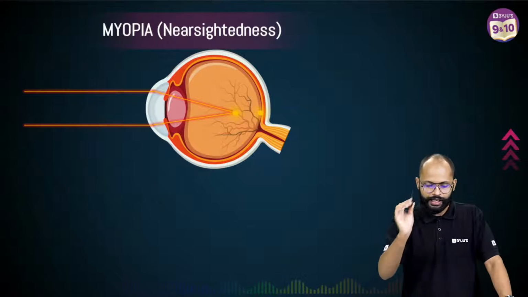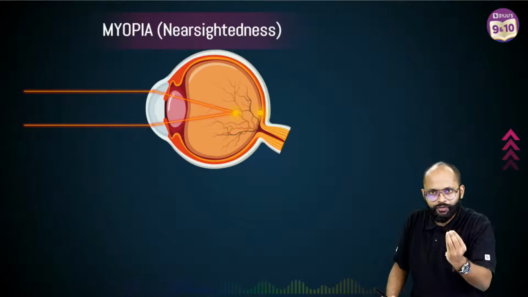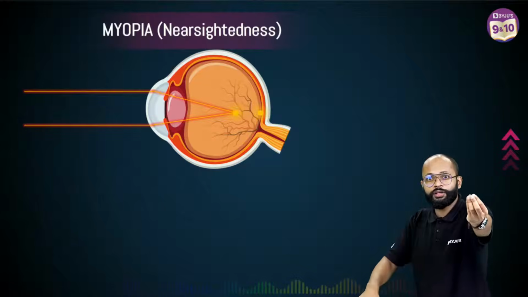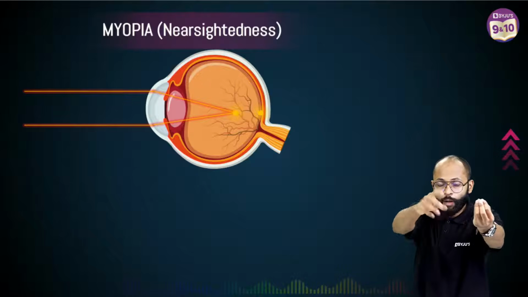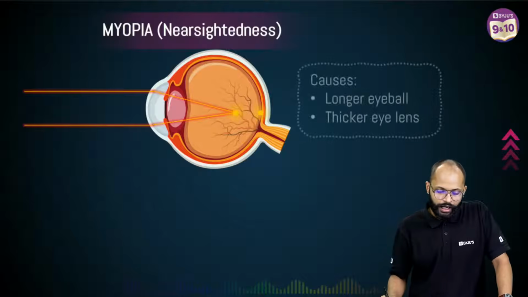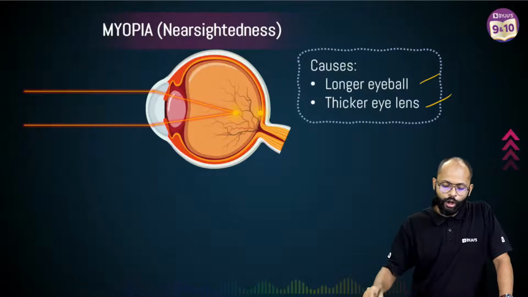So nearsightedness means near is fine, far is a problem. If you want to see far objects, your lens should be thin. But if it is a problem, it means the lens is not thin, it is thick. So there can be two reasons. What? Thicker eye lens and longer eyeball.